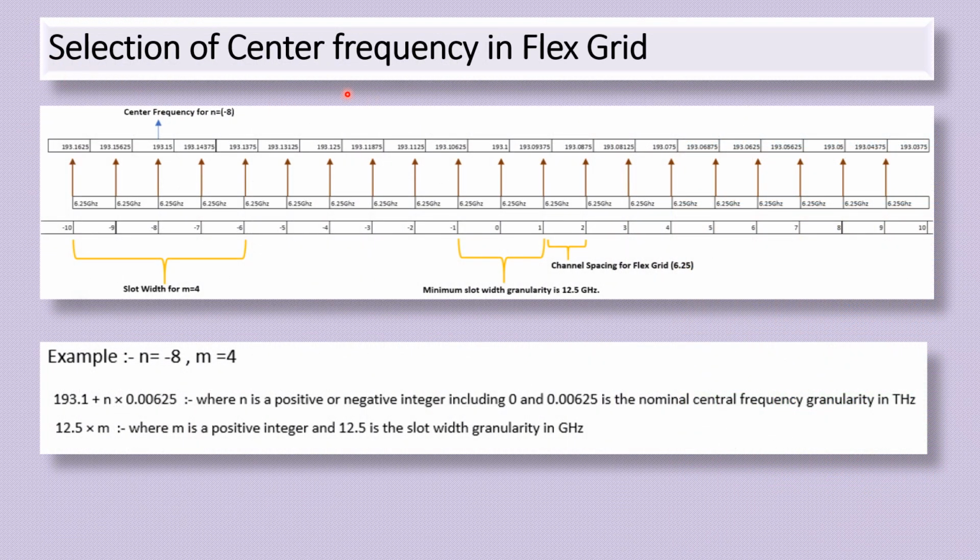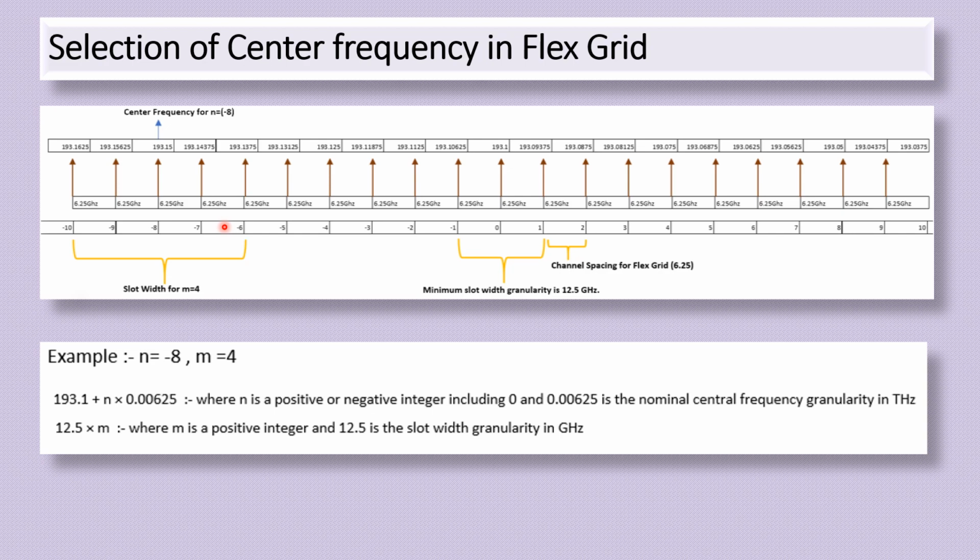Selection of center frequency. This is a very important point. Selection of center frequency in FlexGrid: how we choose our required frequencies and slot width. These are the formulas. We have two formulas. This one is for selecting the frequency, and this formula, 12.5 into m, is for selecting the slot width. Suppose we have selected n is equal to -8 and m is equal to 4. It means n is equal to -8 means we have selected this center frequency for our application, and the slot width for this frequency is 50 gigahertz.